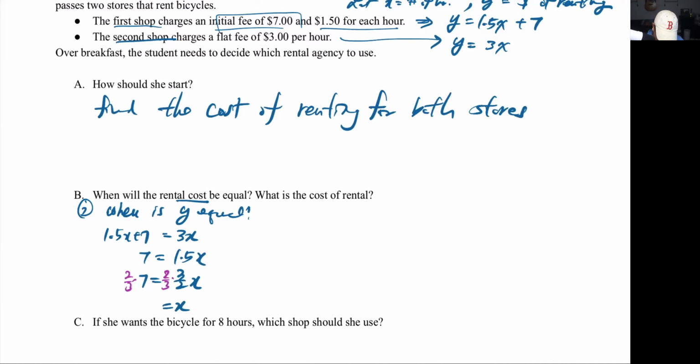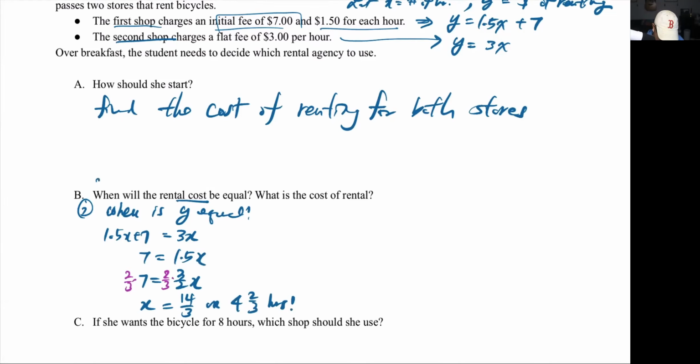I like to put the variables on the left-hand side. So x is equal to 14 over 3. 3 goes into 14 how many times? 4 times, so it's 4 2/3 hours. I'll just leave it there for now.